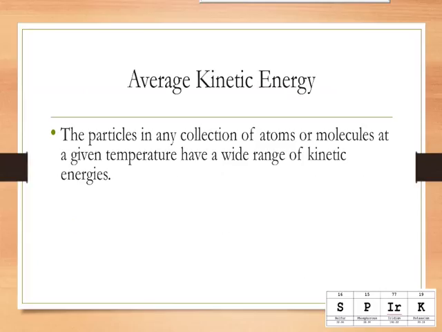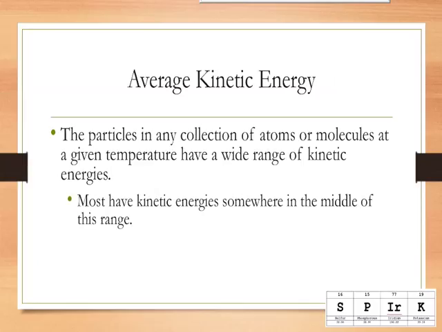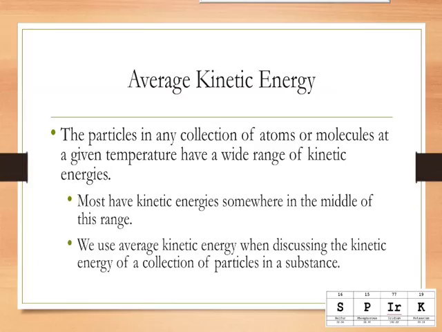So, average kinetic energy. The particles in any collection of atoms or molecules at a given temperature have a wide range of kinetic energy. So this is just taking and looking at a random sample of particles. Most have kinetic energy somewhere in the middle of the range. And we use average kinetic energy when discussing the kinetic energy of a collection of particles in a substance.